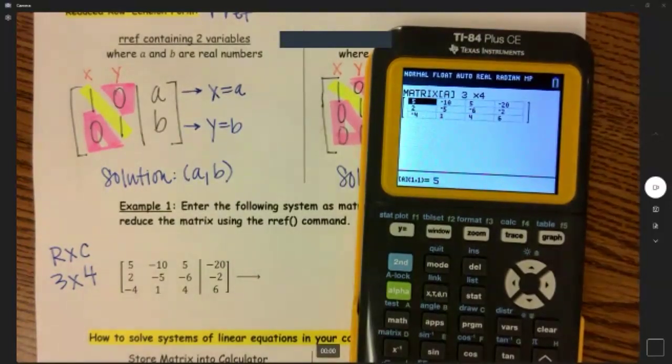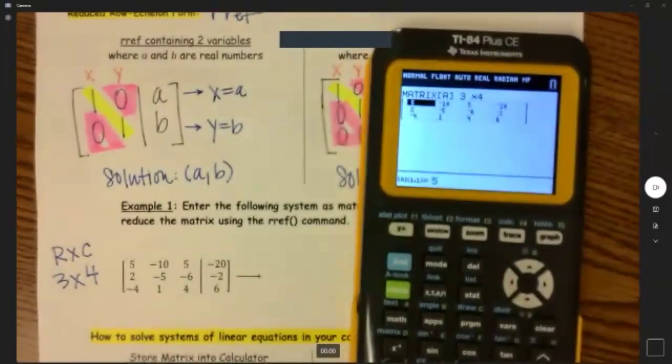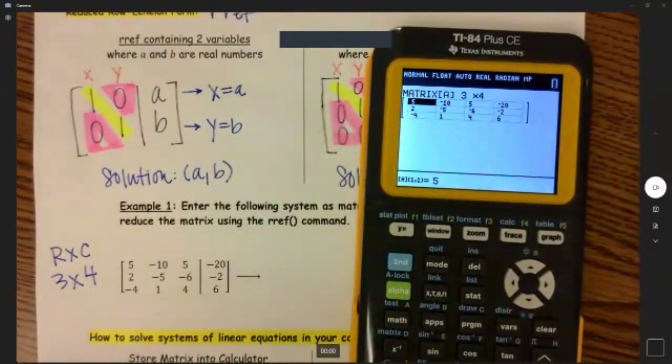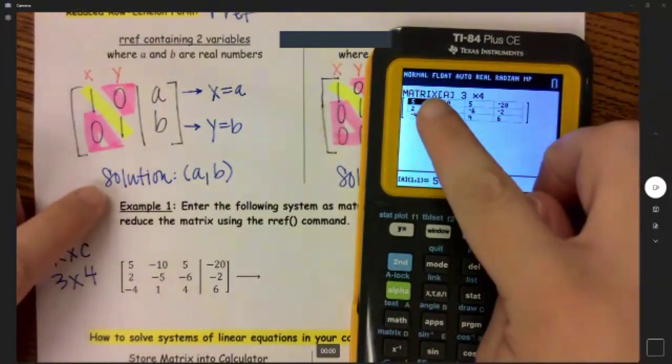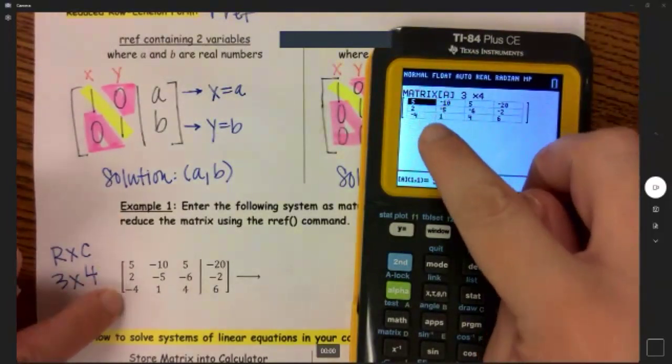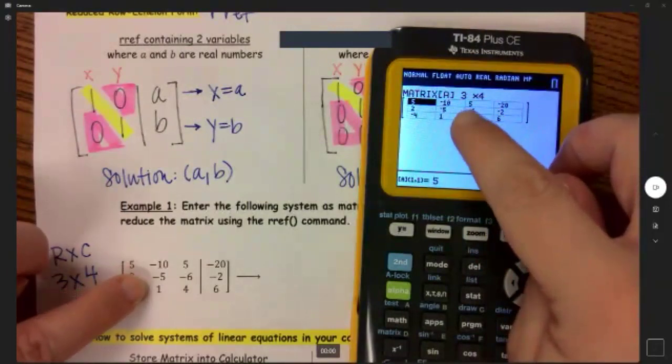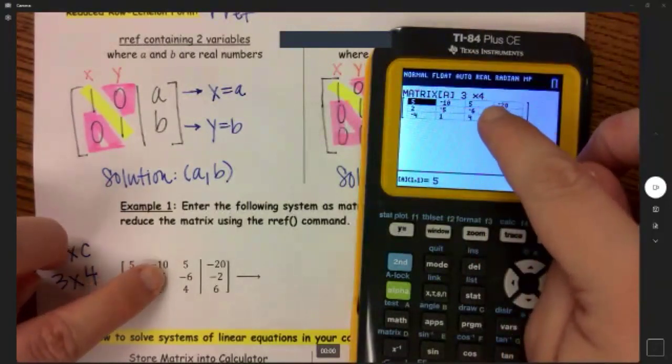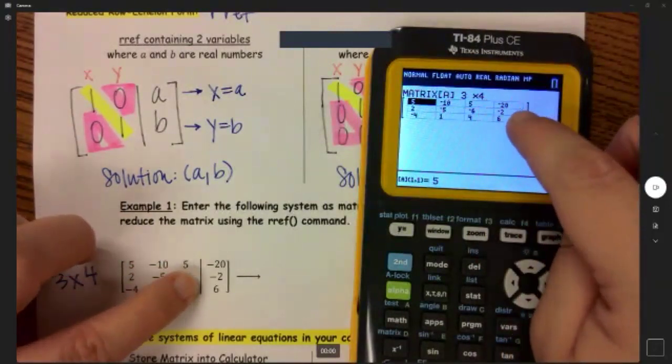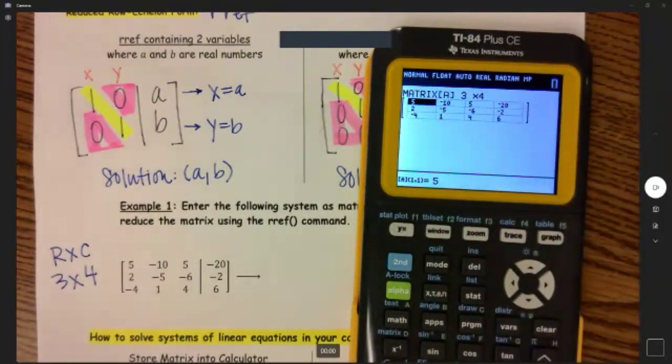When we are done punching this in, please, please, please check that you put in everything correctly. I'm going to go through each row. We've got 5, 2, -4, -10, -5, 1, 5, -6, 4, -20, -2, 6. It is that quick, but it is so important.